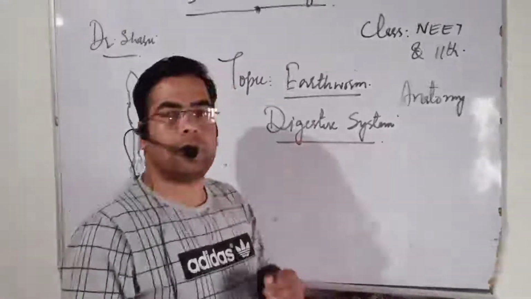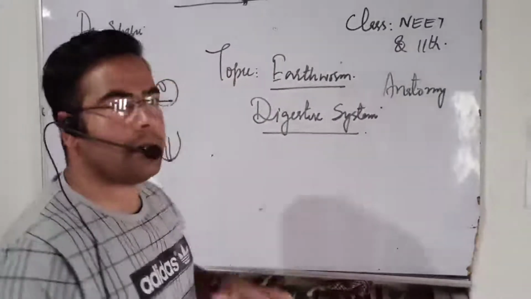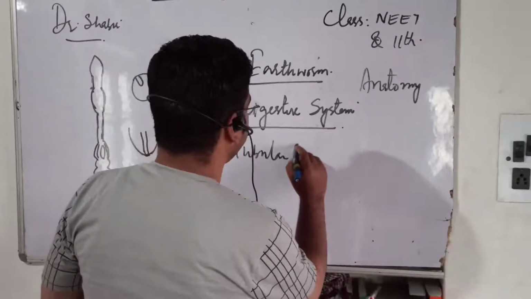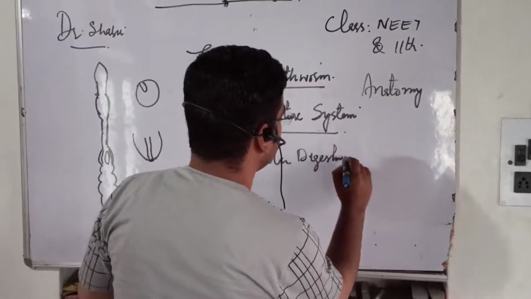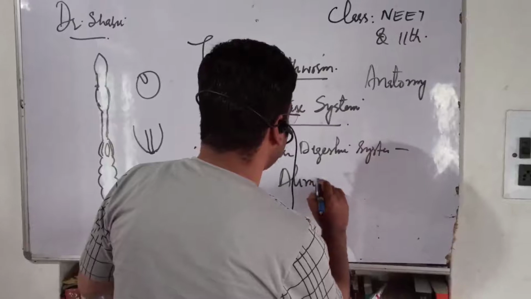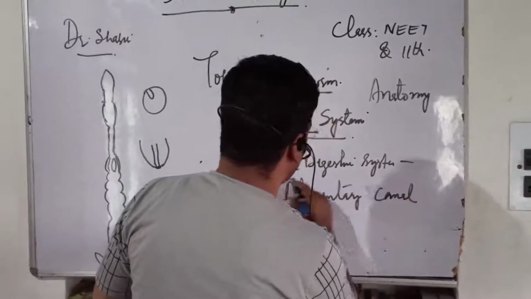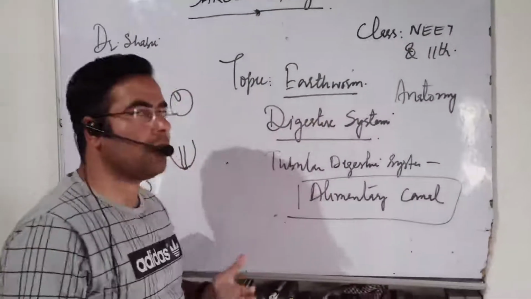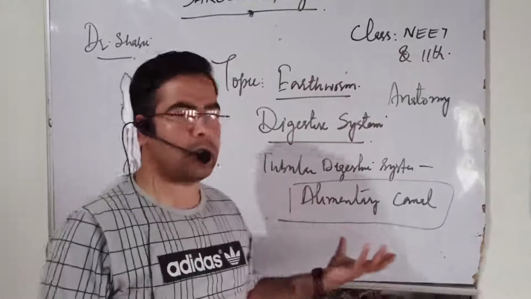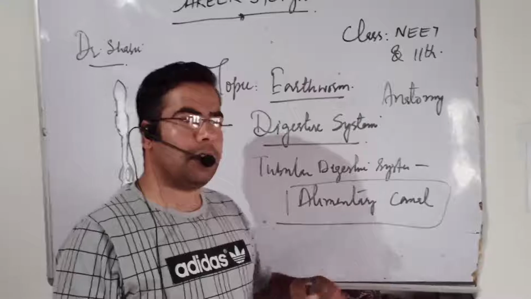So when I talk about the digestive system of earthworm, it is having a tubular digestive system, which is in the form of a tube known as alimentary canal. जैसे हमारे humans में भी एक ट्यूब लाइक स्ट्रक्चर होता है जिसको हम एलिमेंट्री कैनाल कहते हैं. सो इज द केस विद अर्थवर्म. इसके अंदर भी एक ट्यूब लाइक स्ट्रक्चर होता है जिसको हम एलिमेंट्री कैनाल कहते हैं. एंड इस एलिमेंट्री कैनाल के डिफरेंट पार्ट्स है.